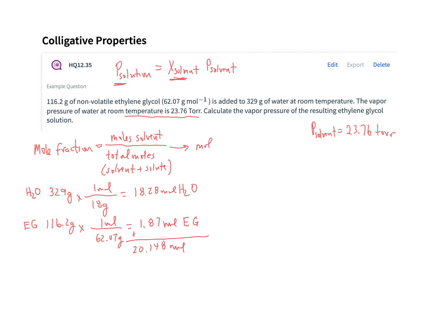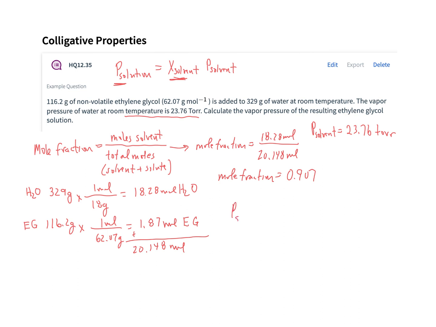So I can find my mole fraction, right? My mole fraction equals, well, my moles of solvent, 18.28 moles of solvent over my total moles, 20.148 moles. So my mole fraction comes out to be approximately 0.907. Now I can calculate the vapor pressure of my solution.